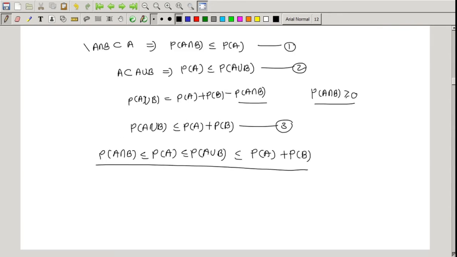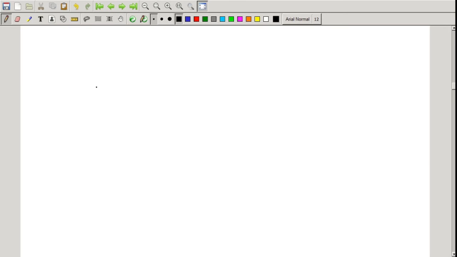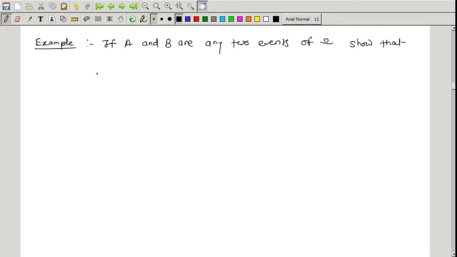Then next problem is, if A and B are any two events of omega, show that the maximum value of P of A comma P of B is less than or equal to P of A union B, which is less than or equal to the minimum value of P of A plus P of B comma 1.